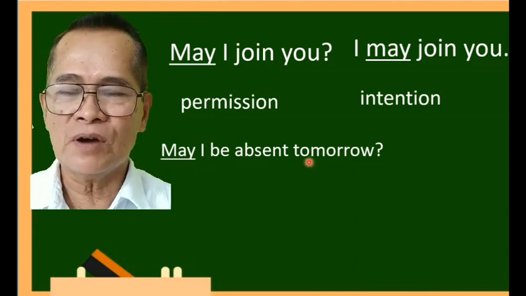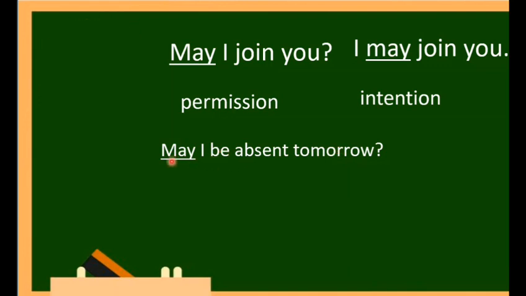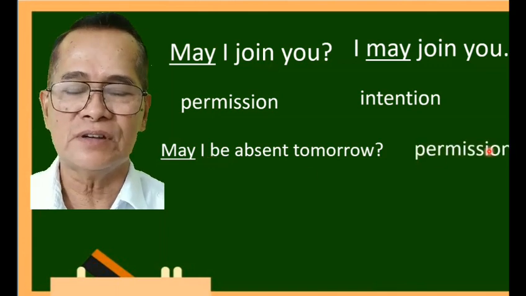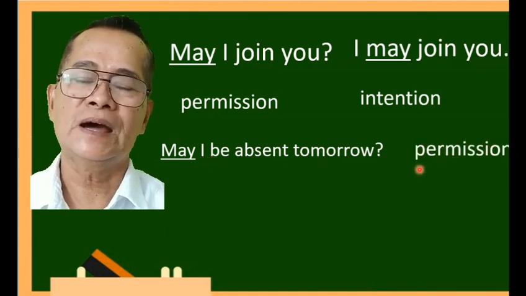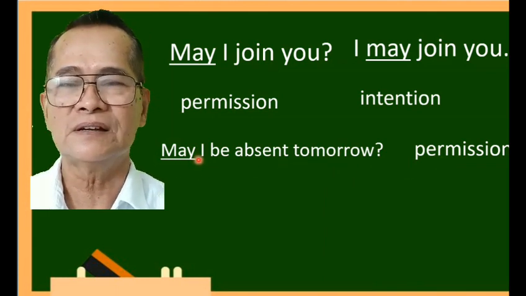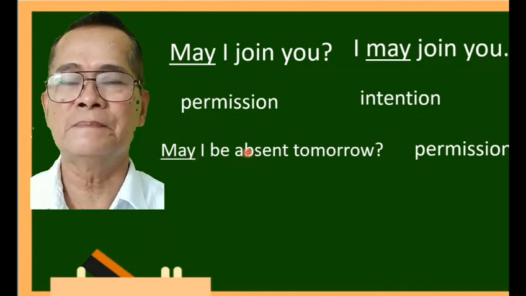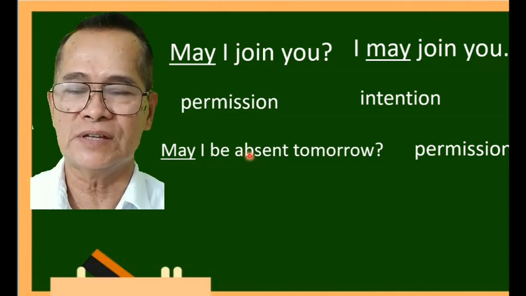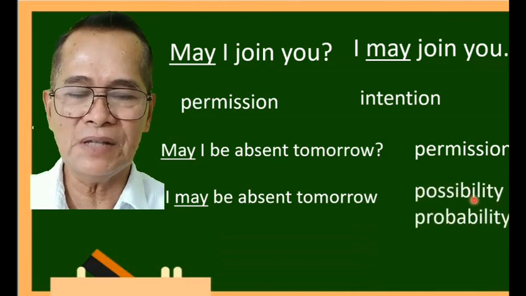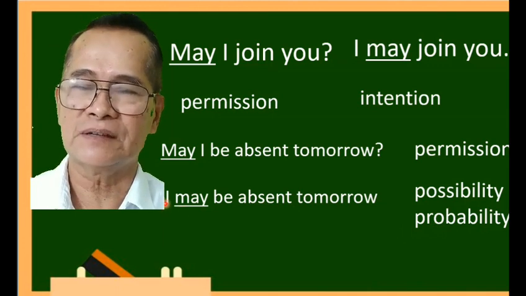May I be absent tomorrow? This is another sentence that begins with the modal, followed with the subject. In this case, it is a permission. Remember that kapag permission, dapat mauuna ang modal na may. Kasi pag nauna ang subject na pronoun I, the idea is changed from permission, magiging intention na siya. Like this one. I may be absent tomorrow. It becomes a possibility or a probability na babago kapag nauna ang subject na pronoun.